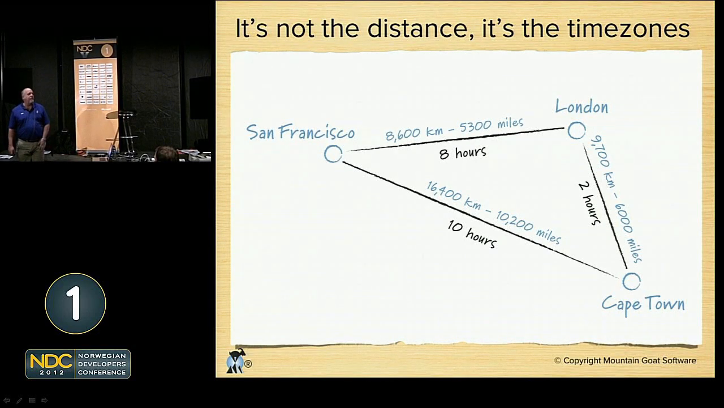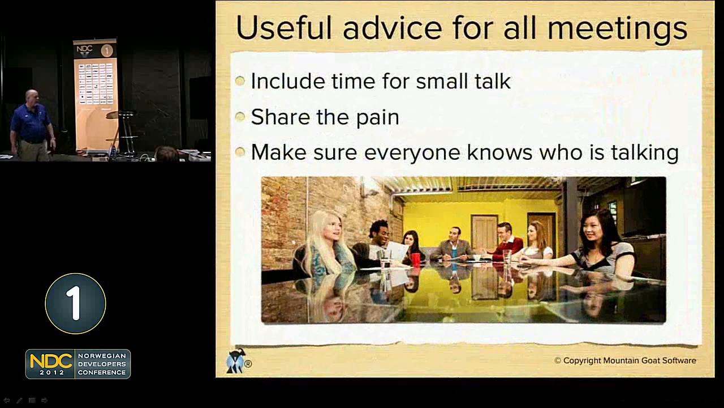This is a map of a project I was involved in. We had a team in San Francisco, another one in London, another part of the team in Cape Town. You can imagine who the communication problems were with, right? London and Cape Town got along fine. They communicated great. They were, what does it say, 2 hours apart. The challenge was the San Francisco team. They had no real overlap. It was a huge problem.